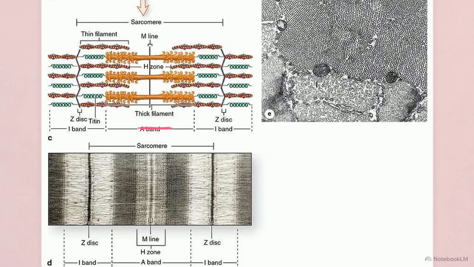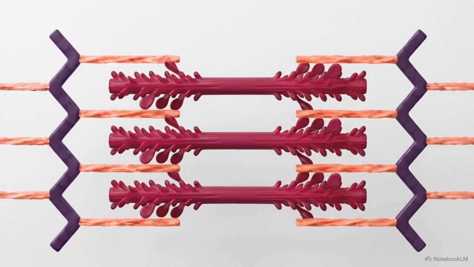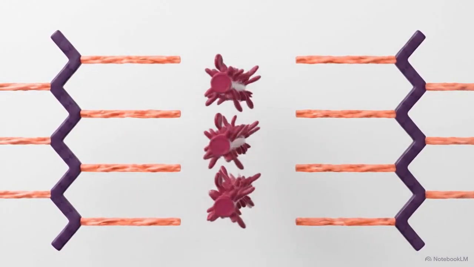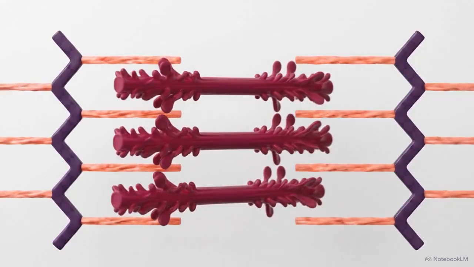The dark A band marks the entire length of thick myosin filaments. At its center, the lighter H zone contains only myosin rods bisected by the M line, which anchors them in place. During contraction, myosin heads pull actin filaments toward the center. They don't change length, simply sliding past one another, drawing Z discs closer together.